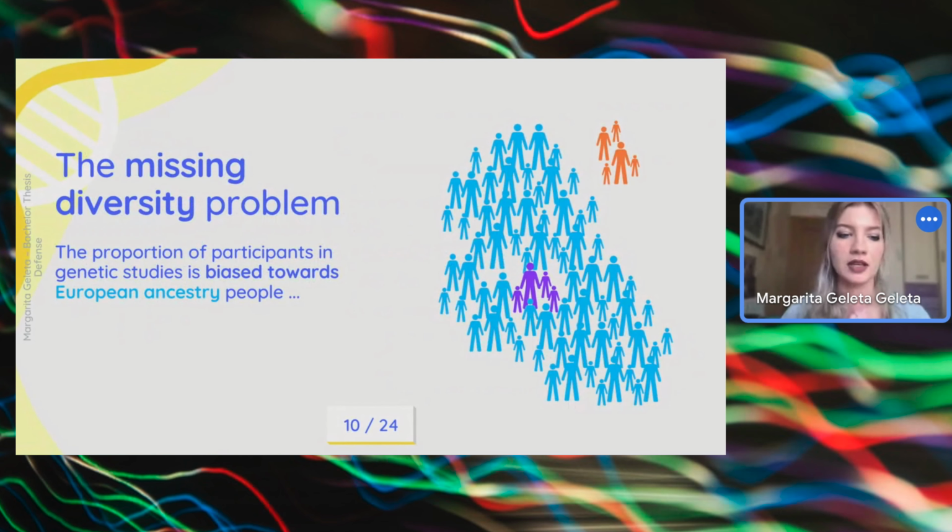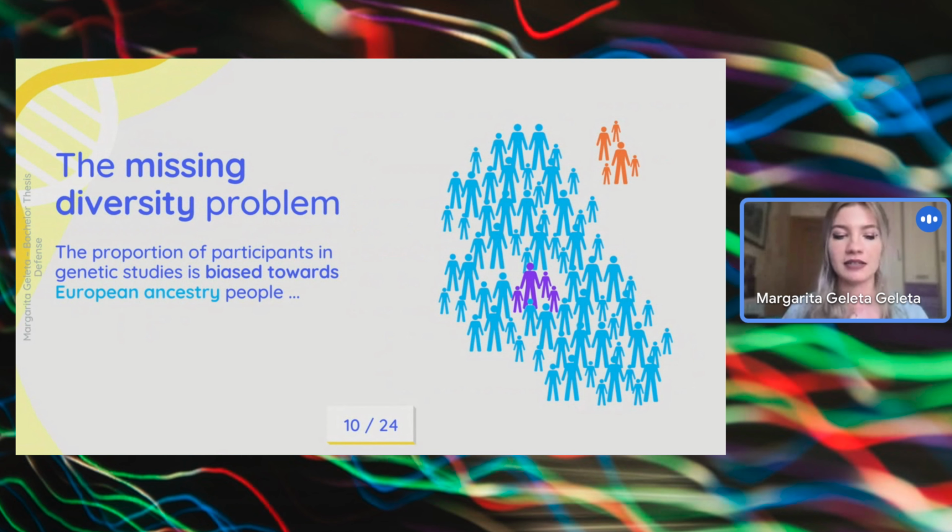And finally, the last task we want to address is the missing diversity problem. The proportion of participants in genetic studies is when you give your genome to some databases so that researchers can study.